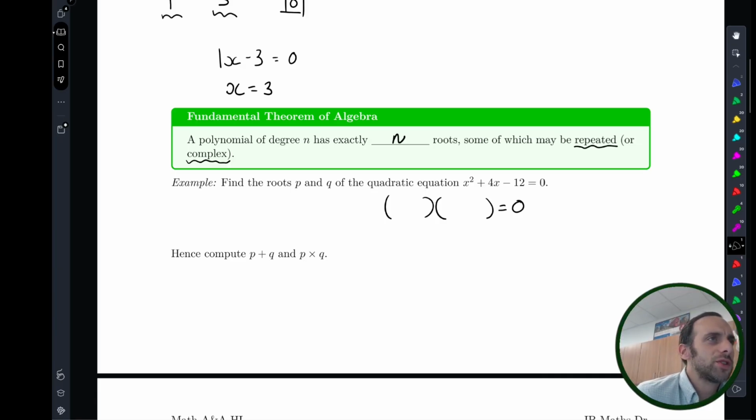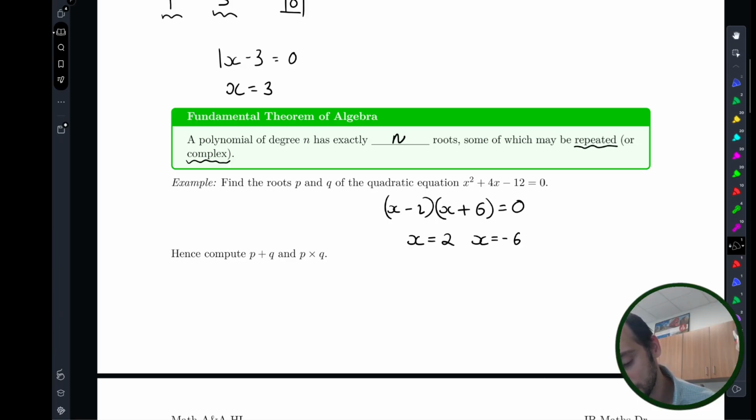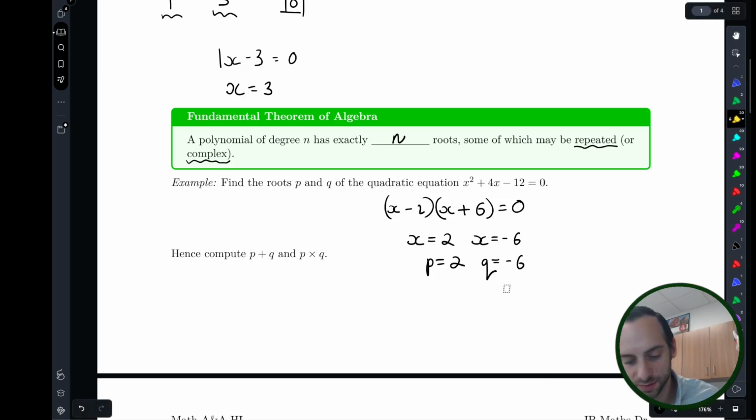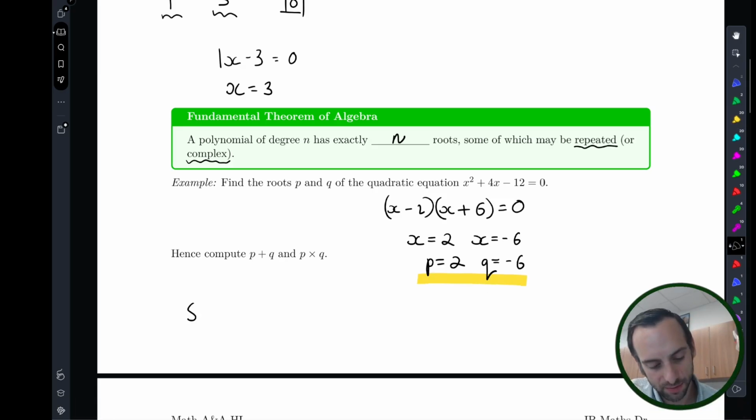Okay? So we're told that P and Q are the roots of this quadratic, and we're asked to find them. Okay, well, this is actually a nice quadratic that factors. I believe we're on plus 6 minus 2 here. So we have two roots, x equals 2 and x equals negative 6. We'll say P is the 2 and Q is the negative 6 because they weren't specified for us which was which. Okay? We're hence asked to compute the sum of these two things.